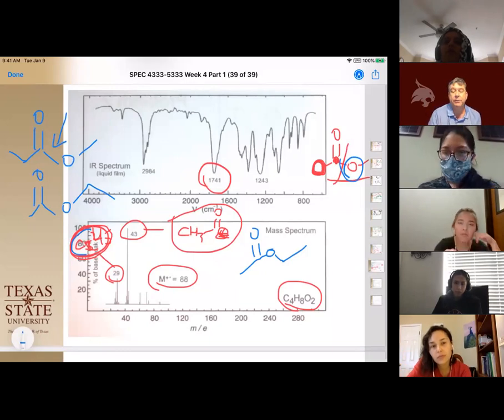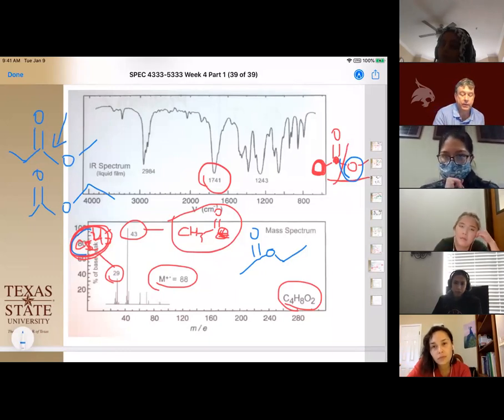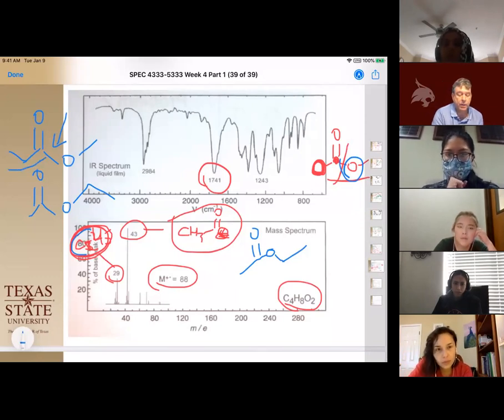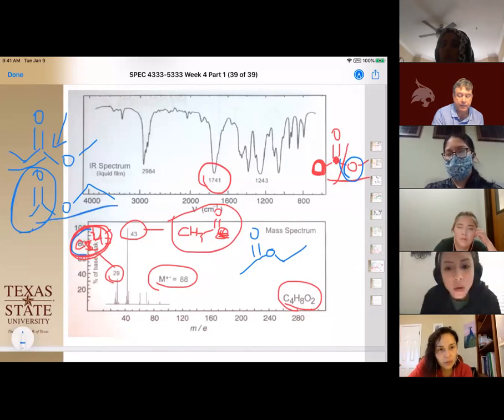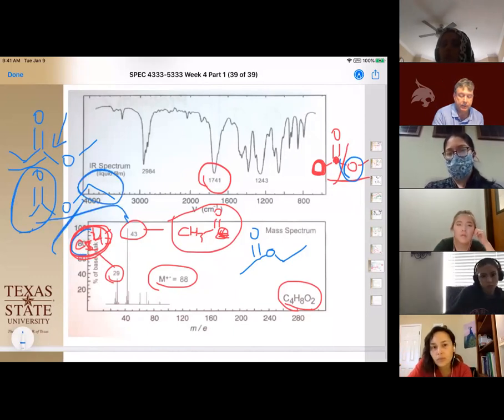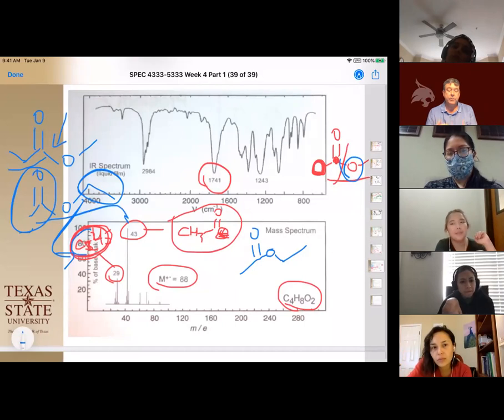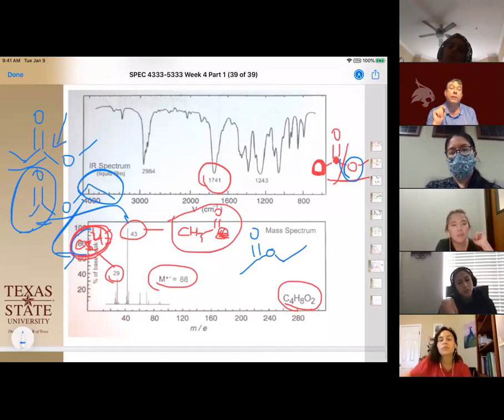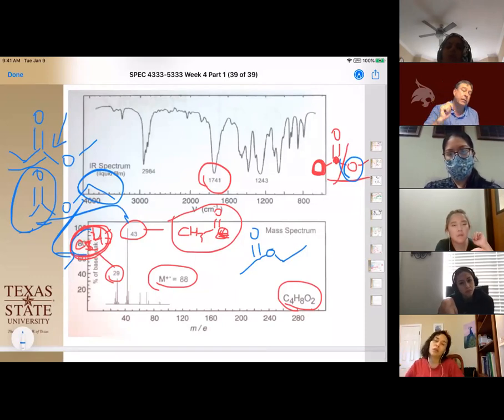What would a major fragment be on this one that we may or may not see on this one? On this one, we have our fragment here, and we have this fragment here. So we have 2 major fragments to support this one. What if it was the other one? What fragment should we see if it was?